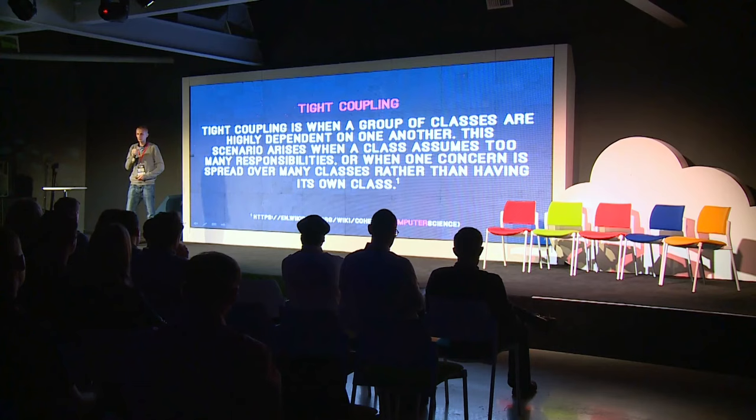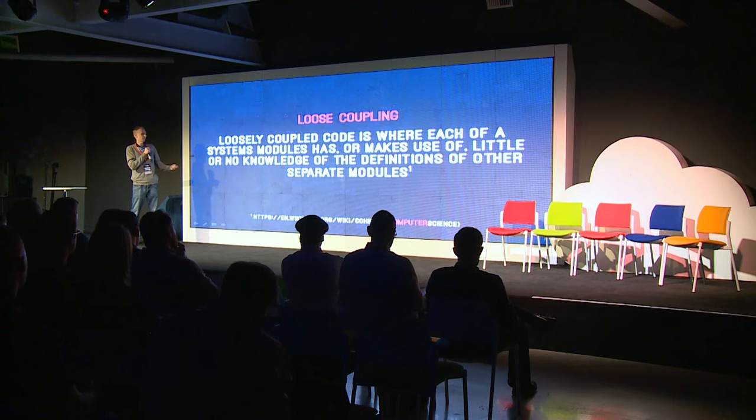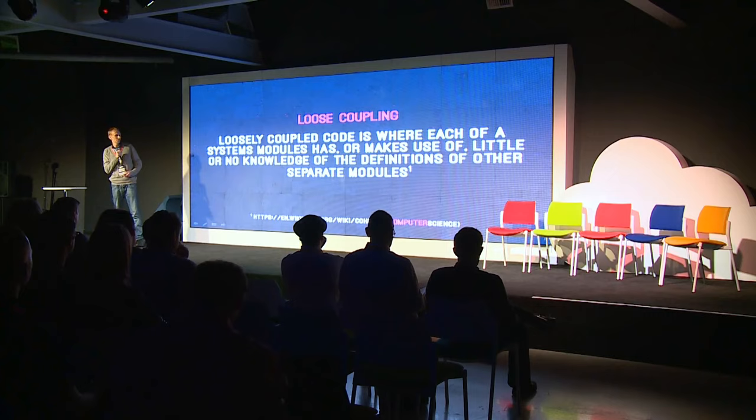On the other hand, loose coupling, the definition says it quite well, is where each of the system's modules has or makes use of little or no knowledge of the definitions of the separate modules. So really, if we look for a sales module, its definition of get final price is just in that one class. Instead of it being separated across many different classes, it's in a single place.